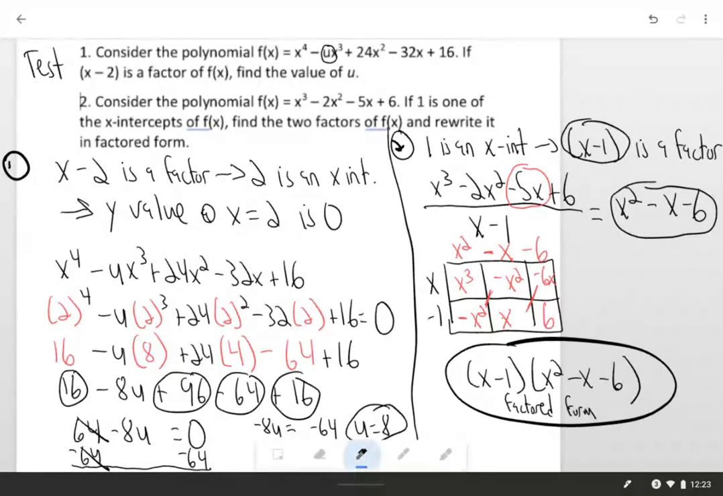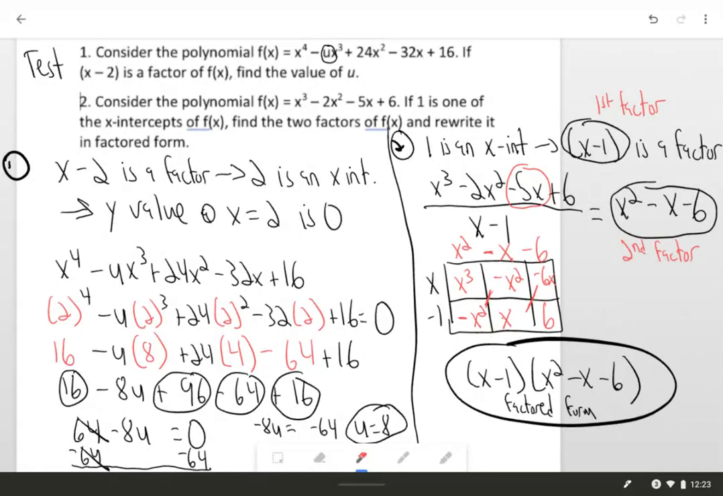Okay, again, to recap, this was the first factor. We automatically knew x minus 1 was a factor because 1 is an x-intercept. We divided to find the second factor, x squared minus x minus 6. And we put that together to form the factored form. So what I just did on number 2, you will see a very similar problem on your cool down.